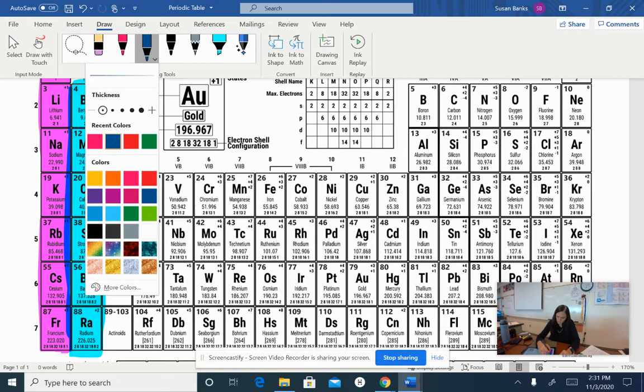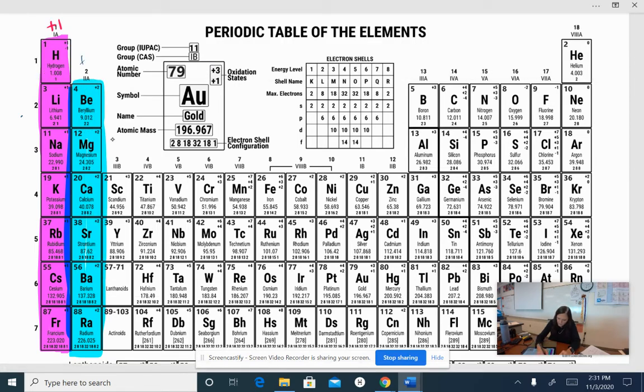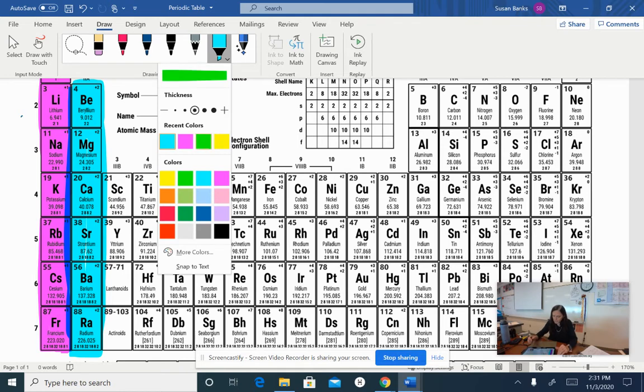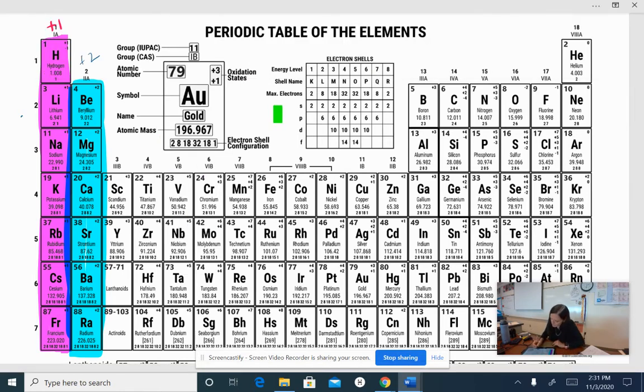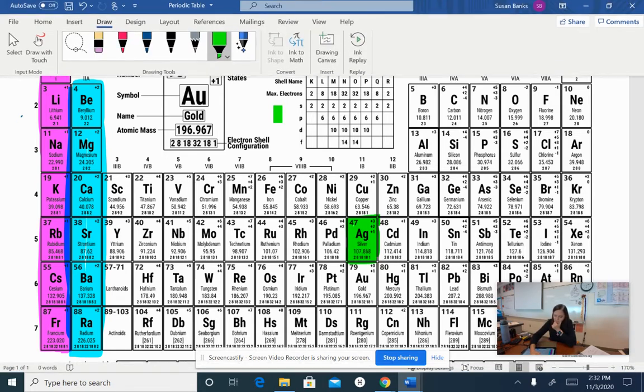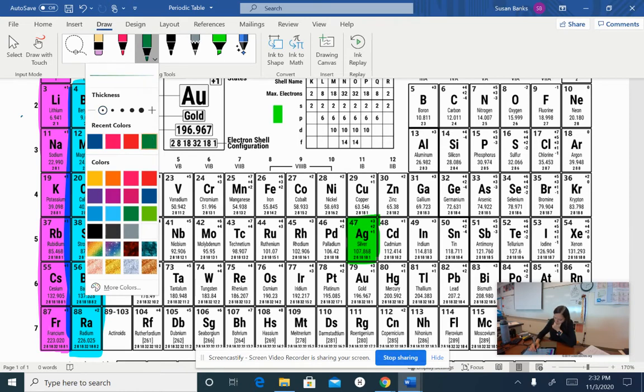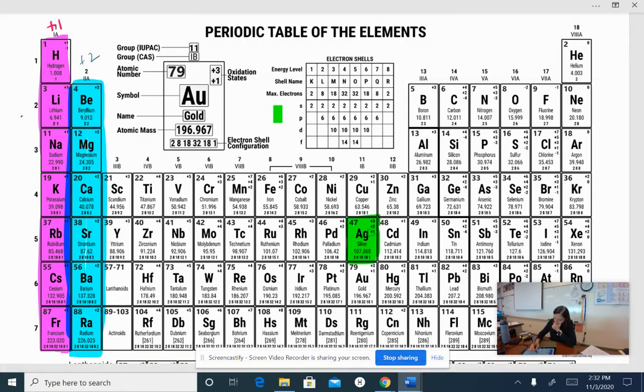Let's do blue. These guys will give us a +2 charge. And then we have a couple of random ones that have set charges. Let's highlight these guys in green. Okay, so silver is going to be a +1. Let's put that in green. It's going to be a +1. I'm going to just circle that +1 there.